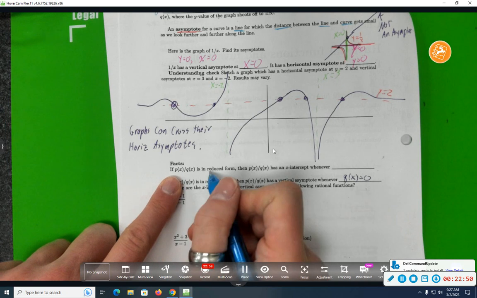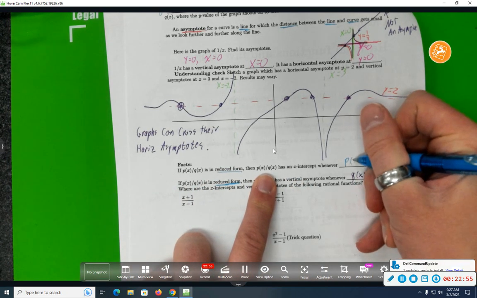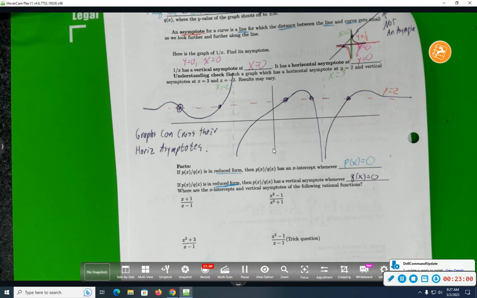If p of x over q of x is in reduced form, then there will be an x-intercept whenever the numerator equals 0. So let's use those conditions to find x-intercepts and to find vertical asymptotes. And hopefully the thing about x-intercepts makes perfectly good sense, right? To have an x-intercept means that the p of x over q of x would have to be 0. Only way for a fraction to be 0 is if the numerator is 0. And you don't divide by 0. 0 over 0 just isn't defined. So let's use that to find some things.